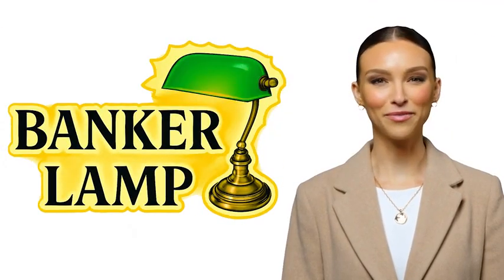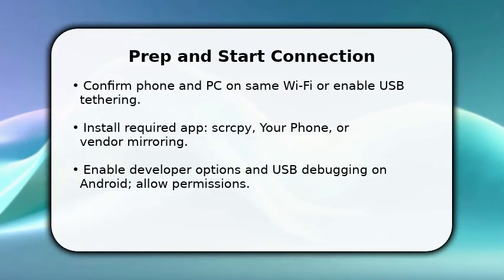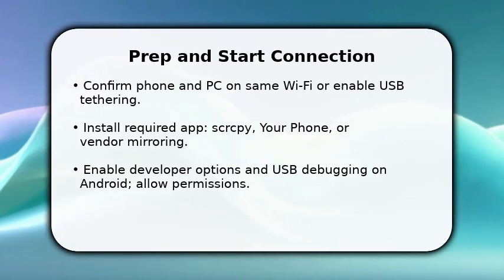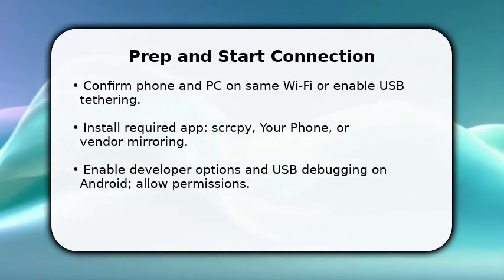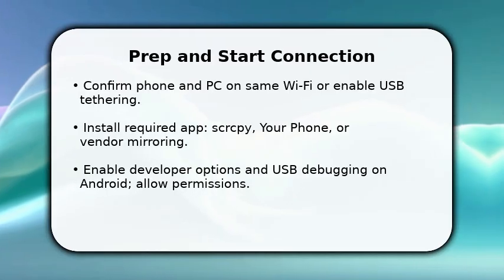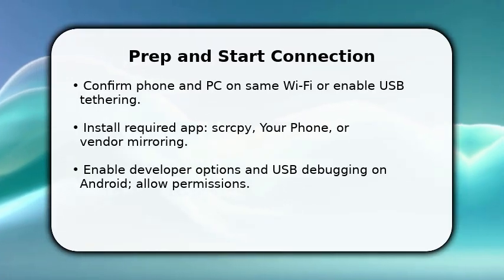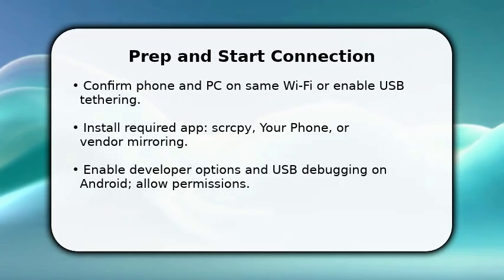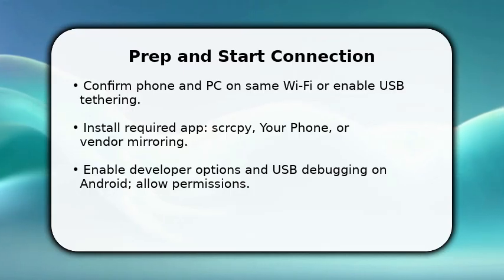Please enjoy the video. You begin by preparing both devices so the connection is reliable. Make sure the phone and PC share the same Wi-Fi network or plug via USB for a direct link. This reduces lag. Install the chosen mirroring tool on your PC and the companion app if required.